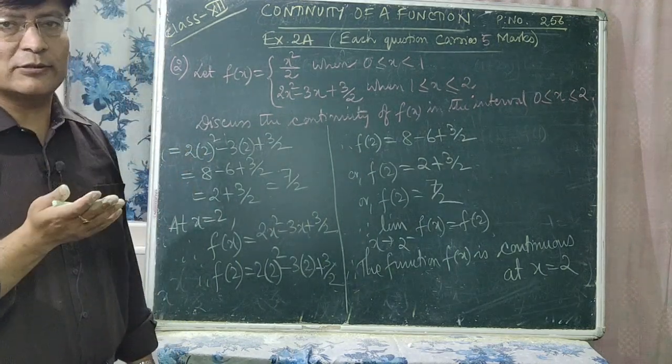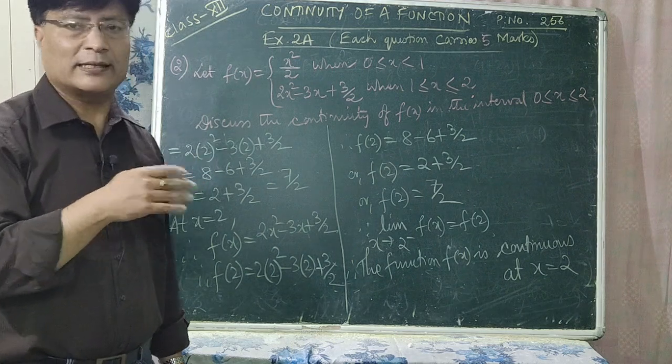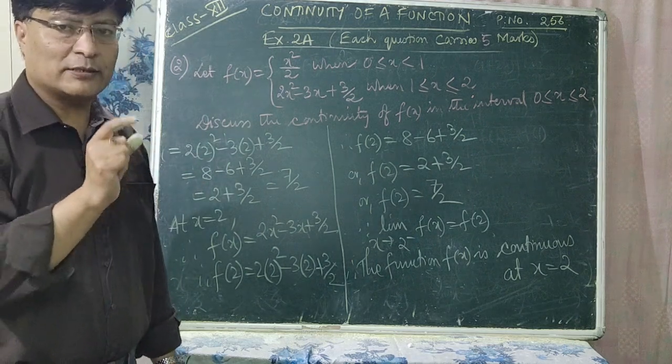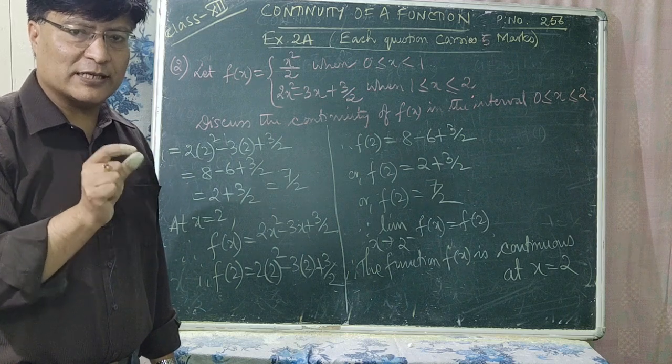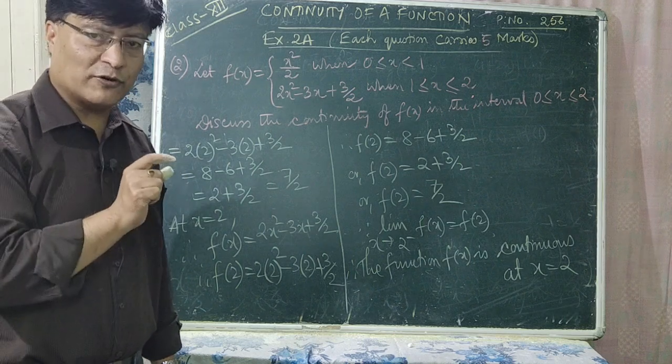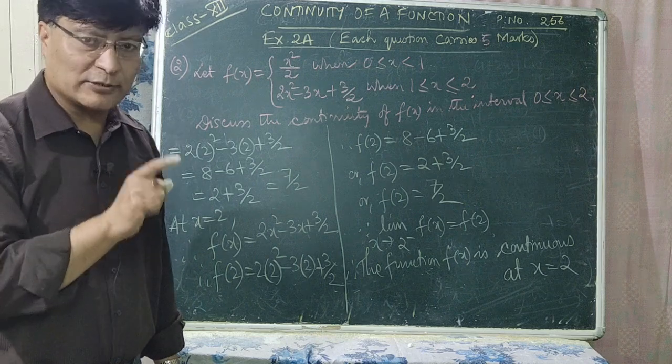That is, we have found out the right hand limit at x is equal to 0 and the value of the function at x is equal to 0. So you write down there, since limit x tends to 0 plus f of x is equal to f of 0, therefore the function f of x is continuous at x is equal to 0.